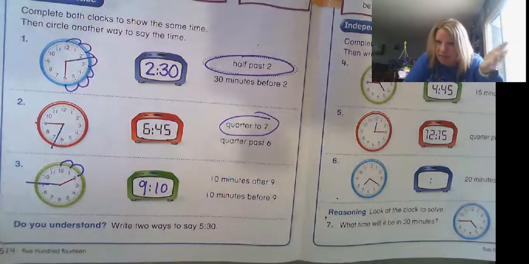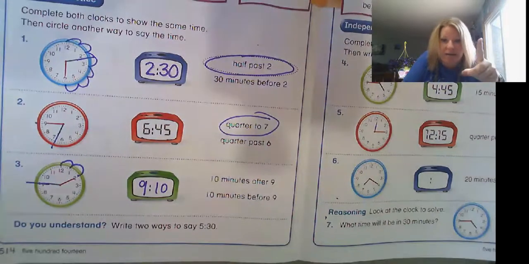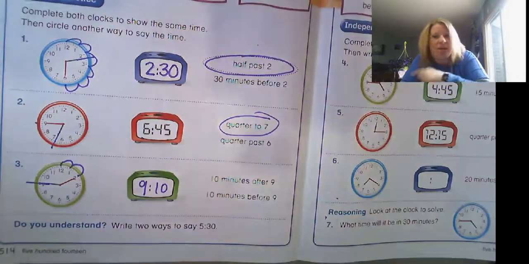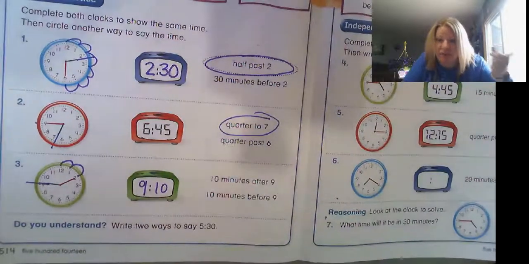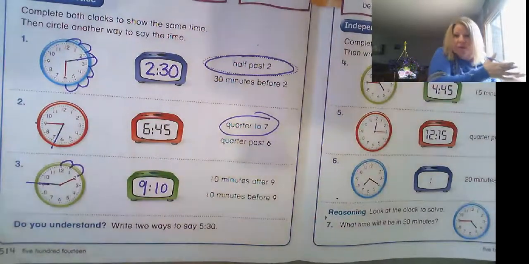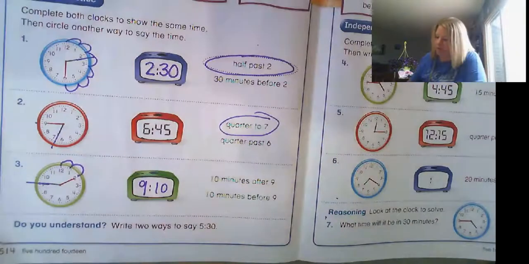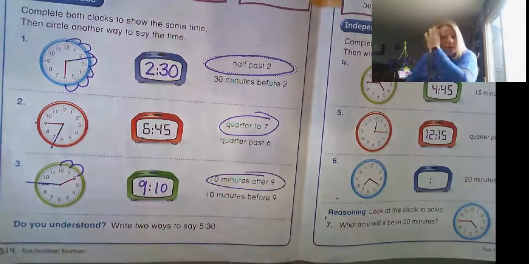Well, if I'm looking at this clock again, it says it's 9:10. So it is 9. So it has to be 10 minutes after 9. It can't be 10 minutes before 9, because if it was 10 minutes before 9, it'd be 8, because it's before 9. What comes before 9? 8. So it's 10 minutes after 9.